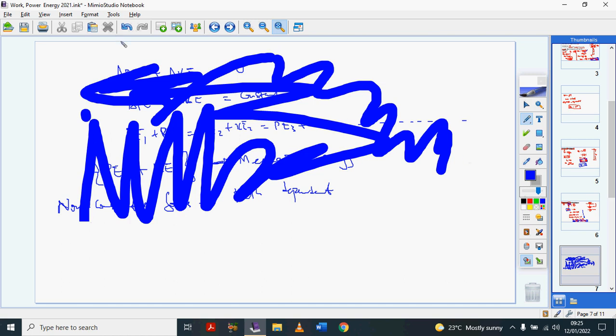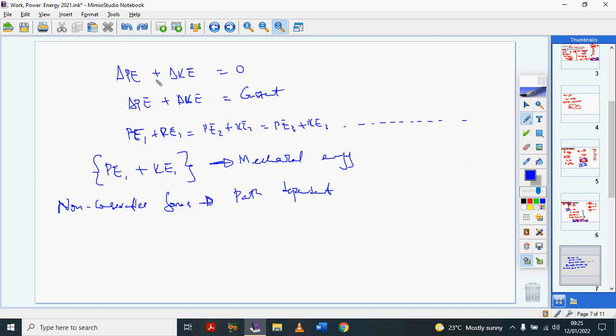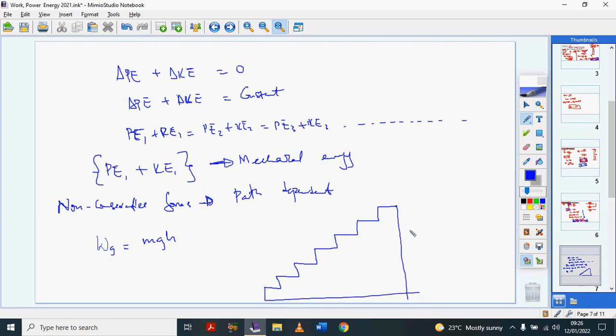But conservative forces, like the force of gravity, are path independent. We know that the work done by gravity is equal to mass times acceleration due to gravity times height. So imagine you're climbing a set of stairs, and at the end of the day you're going to be up here, where you have climbed, say, 10 meters.